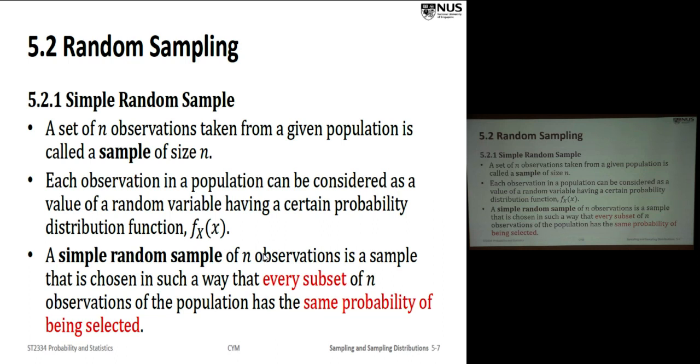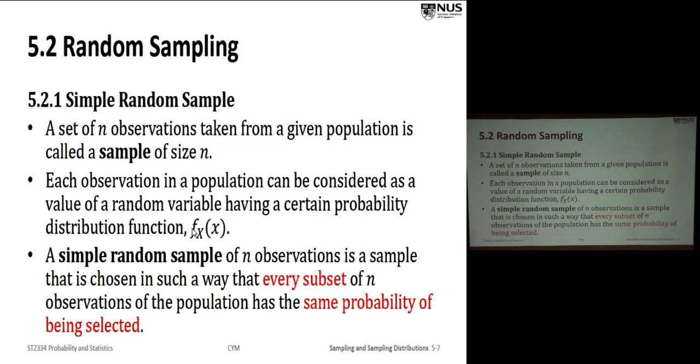So the idea is that we have something which is called random sampling, and the idea of a simple random sample is as follows. You have a collection of n observations taken from a given population, which is called a sample of size n. So you have a population, could be 1 million things, and you take n of them, where n is often much less than 1 million in my example. Each observation in this population can be considered as a value of a random variable which has a certain probability density, or distribution. Remember, we're using capital F for distribution functions. This is a density function, typically a PDF.